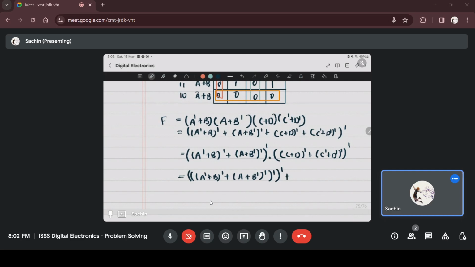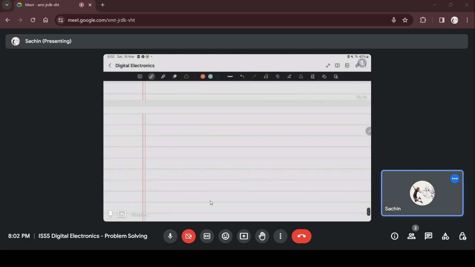And then (C + D)' with one NOR gate, (C' + D')' with one NOR gate, and (C + D)' + (C' + D')' can be obtained by using two NOR gates. And then these two terms are NORed again. So the implementation will look something like this.